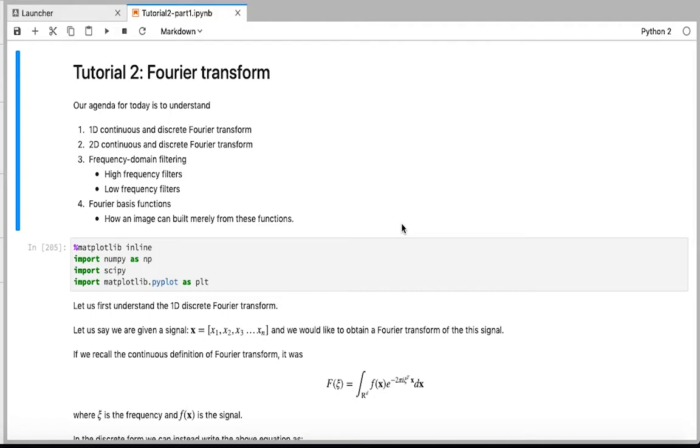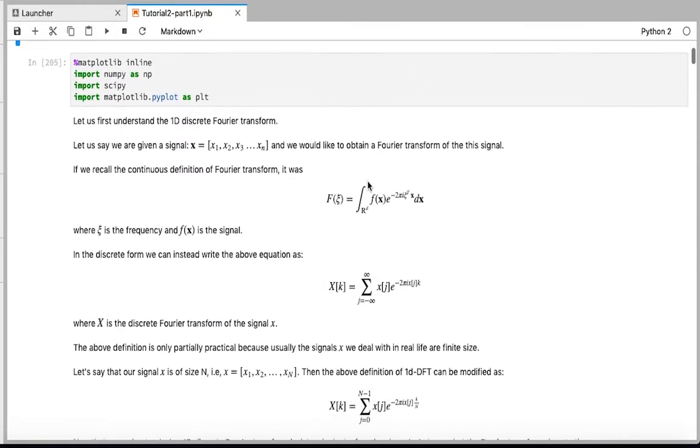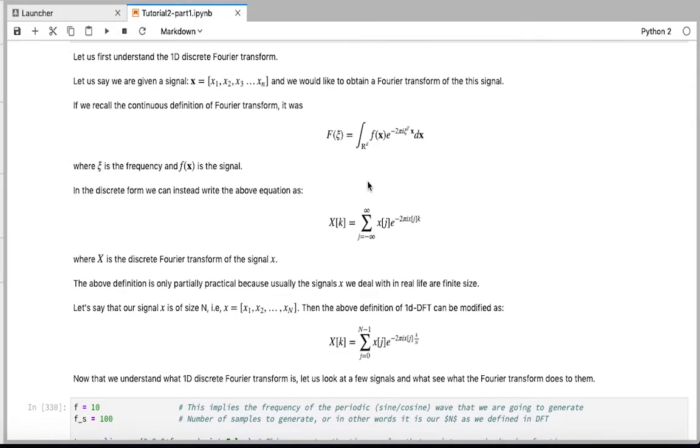Let's first start with the 1D Fourier transform. Let's say we are given a signal x. Forget this definition for now. The Fourier transform is nothing but you take an integral of this function over a set of harmonics, and the integral is parameterized by psi, which we call spatial frequency if it's 2D, and just frequency if it's 1D.